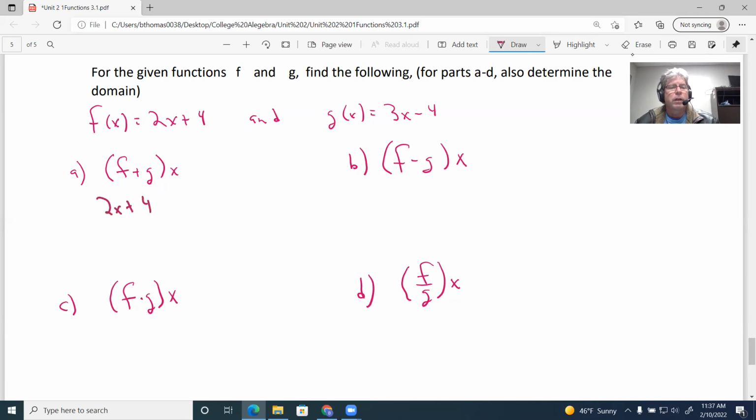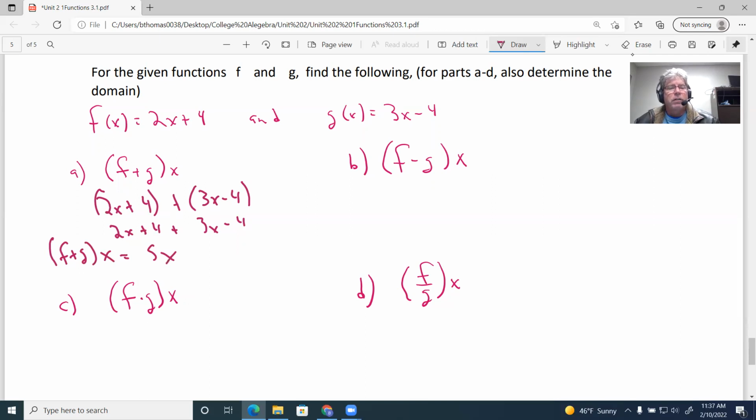That's your first one. And what you're adding to that is 3x minus 4. That's the second function. And since we're adding, really these parentheses weren't necessary, so just drop the parentheses: 2x plus 4 plus 3x and a negative 4. And combining like terms, the 2x goes with the 3x, gives us a 5x. And the 4 and the negative 4 would zero out. So our new function, again, f plus g of x is just going to be 5x.